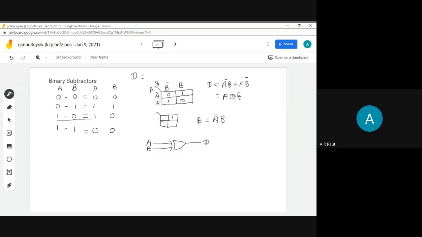And the borrow equation is an AND gate, A bar dot B. So again, which gate do we write? AND gate. For A bar, a NOT gate, and join to B, that is the second input. And between A bar and B, which gate is present? AND gate. So this is the logic diagram for borrow.